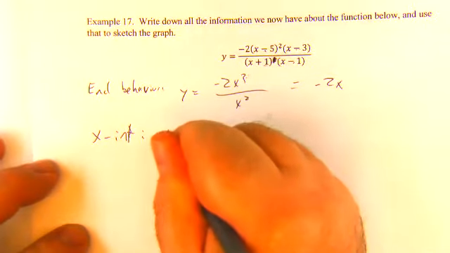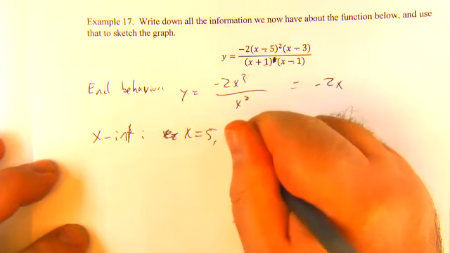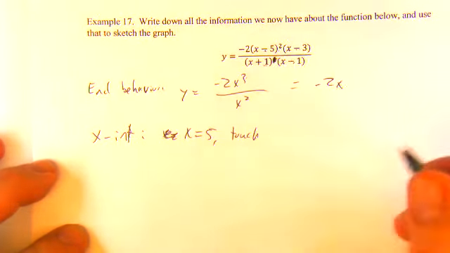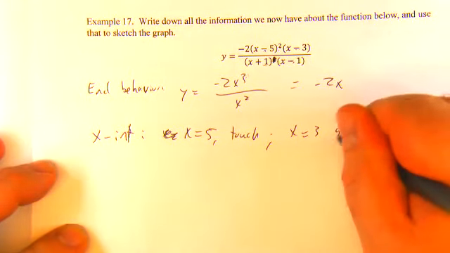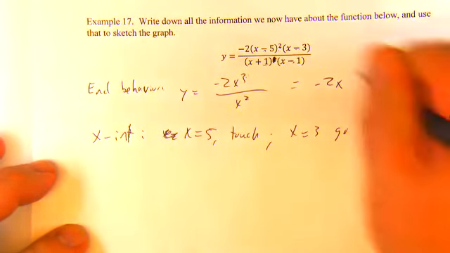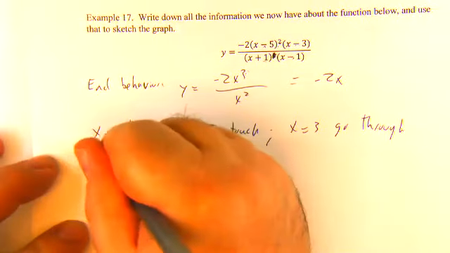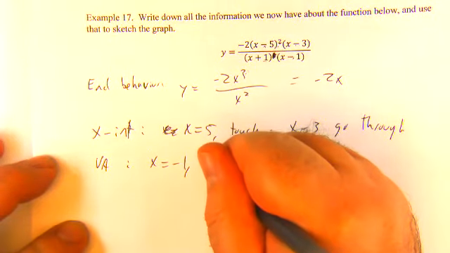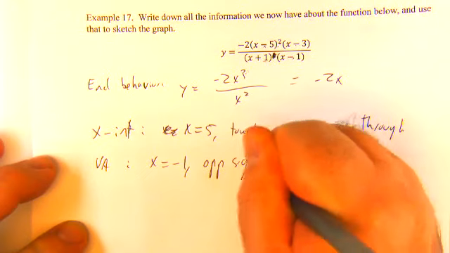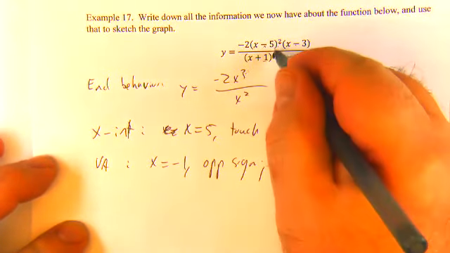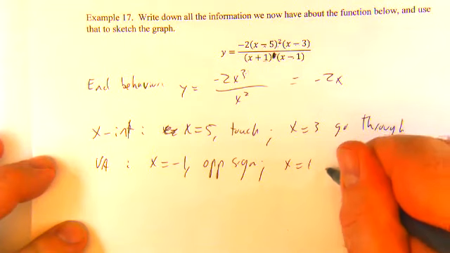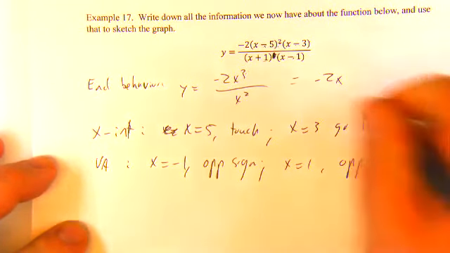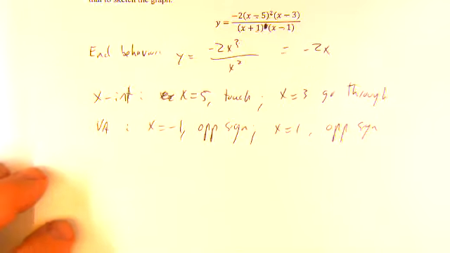X-intercepts, we've got one at x equals 5. And we touch at that point because it's an even power. The one at x equals 3, we go through because it's an odd power. Vertical asymptotes, we've got one at x equals -1. Opposite sign because it's an odd power, it's now 1. And at x equals 1, opposite sign because we're going through. So I'm going to zoom out a little bit here so we can try and keep track of what we're doing.